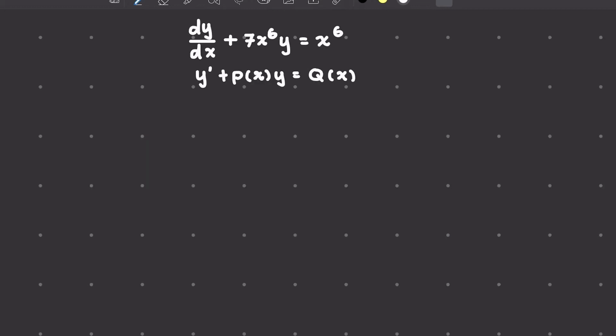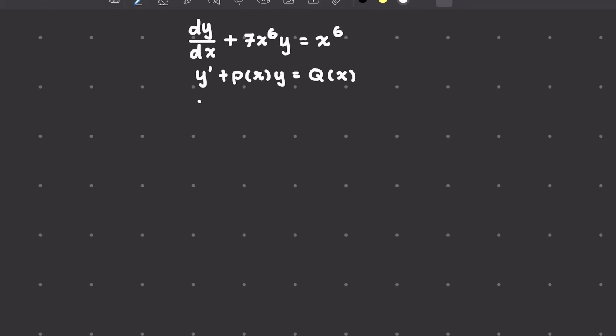So this is our first example. What we have here is dy over dx plus 7x to the power of 6 times y equals x to the power of 6. So what we have here is a first order linear differential equation. So how do we solve this?